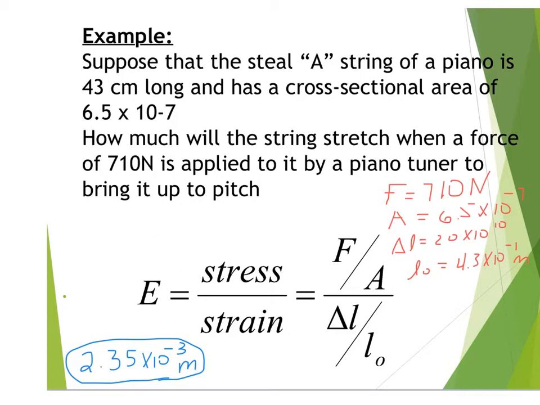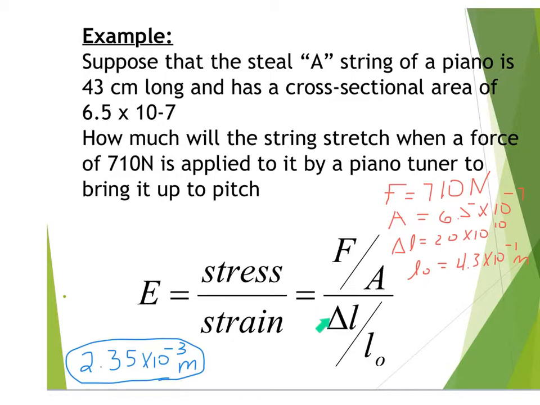So to solve the problem, E is Young's modulus. We have our stress divided by strain. F is going to be the force exerted on the object under the tension. In this case, it's going to be 710 newtons. A is going to stand for the actual cross-section, and so in this case, it's going to be 6.5 times 10 to the negative 7.